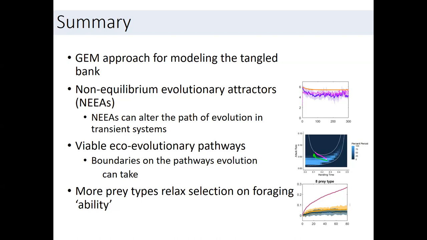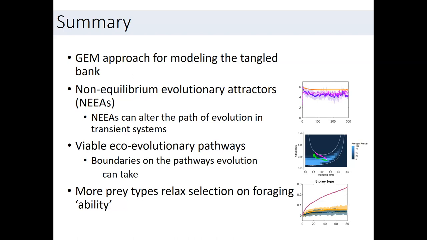I mentioned this viable eco-evolutionary pathways example, where there are lots of reasons why predator and prey systems or any system might go extinct. And if they're going to persist, they've got to find their way around those extinction holes, and actual stochasticity can get them there. But it also means there's lots of chance for things to just go extinct, kind of an evolutionary suicide process that goes on.